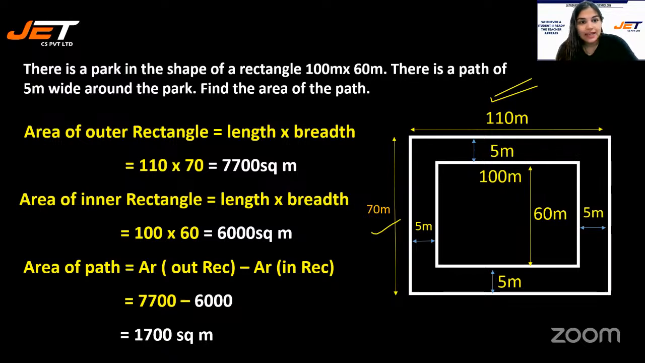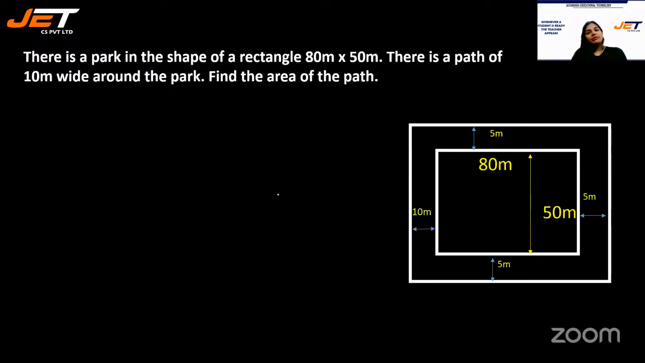Yeah. Let's do the next one. There is a park in the shape of a rectangle 80 meters by 50 meters. There is a path 10 meters wide around the park. Find the area of the path. Do it.